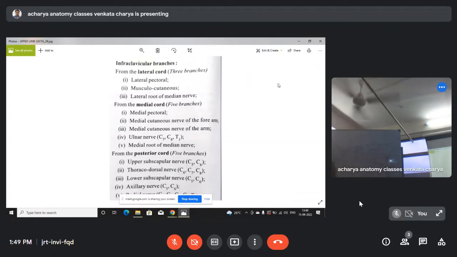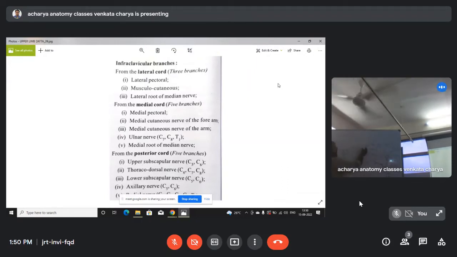Are you getting? Next, come to the roots. Near the roots, the root gives one branch, the dorsal scapular nerve. Only the C5 root gives the one nerve called the dorsal scapular nerve. It is a 2 marks question. Dorsal scapular nerve.